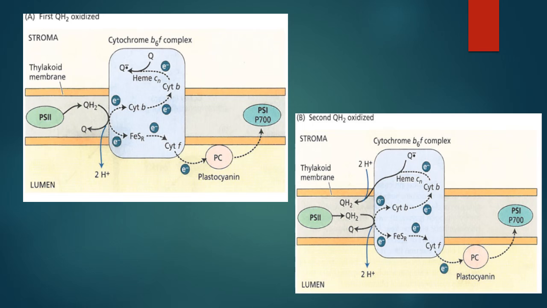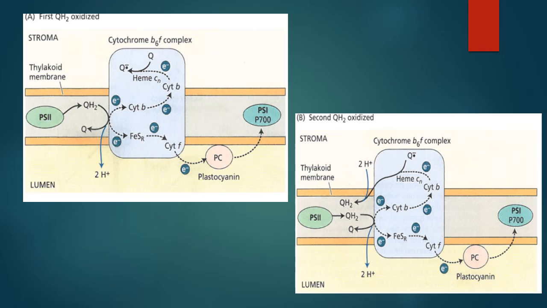Another similar sequence of electron flow fully reduces the plastocyanin, which picks up the proton from the stromal side of the membrane and is released to the B6F complex as plastohydroquinone.